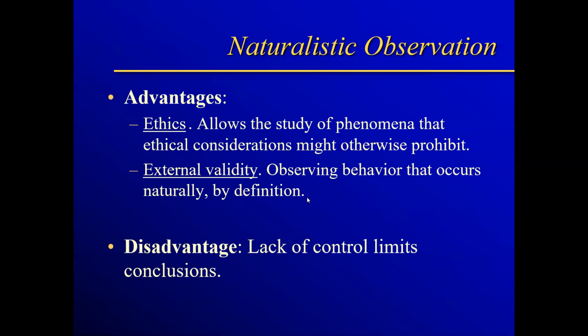But the disadvantage, because we have high external validity, is that lack of control limits conclusions. This is the idea of low internal validity. We're not 100% sure our findings are really due to what we're looking at, because we haven't controlled it. So that is a disadvantage of naturalistic observation. Any questions so far about naturalistic observation? I think it's a pretty basic idea so far.